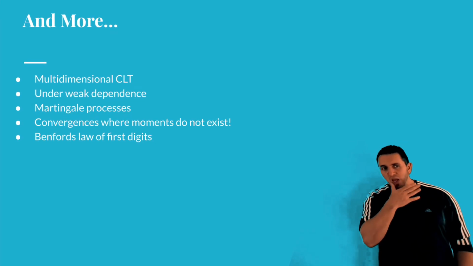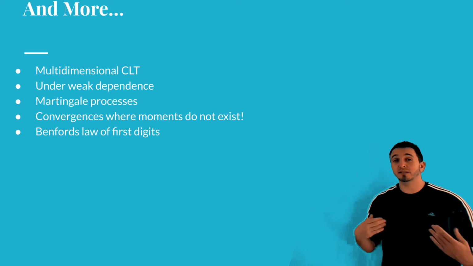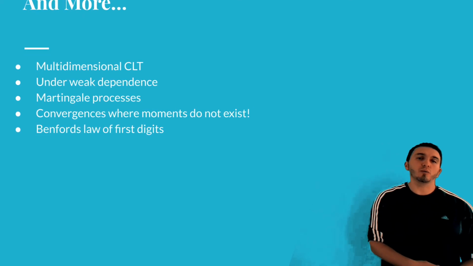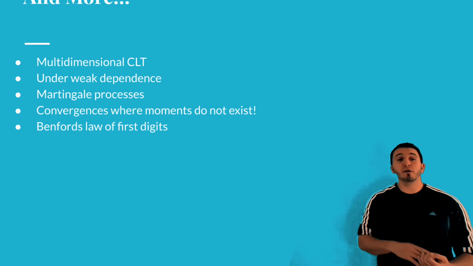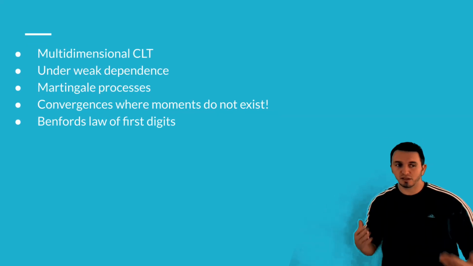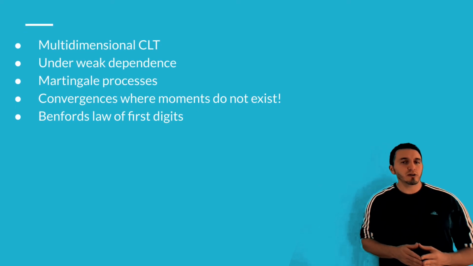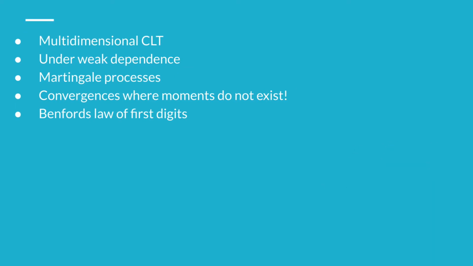Since then, people have kept working on this central limit theorem, and it's been extended even farther. So where has it been extended? Well, it's been extended into the multidimensional realm. So you have a multidimensional central limit theorem, which still holds. You even have a version of the central limit theorem that works when you don't have independent random variables.